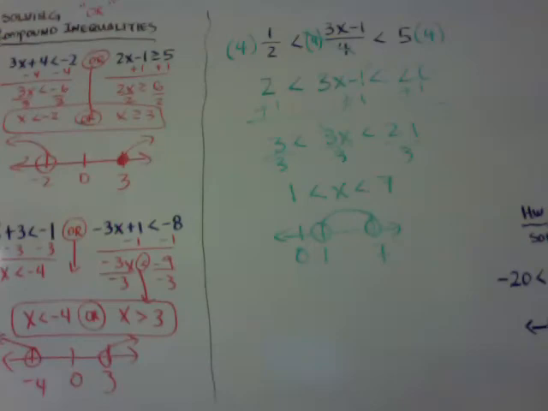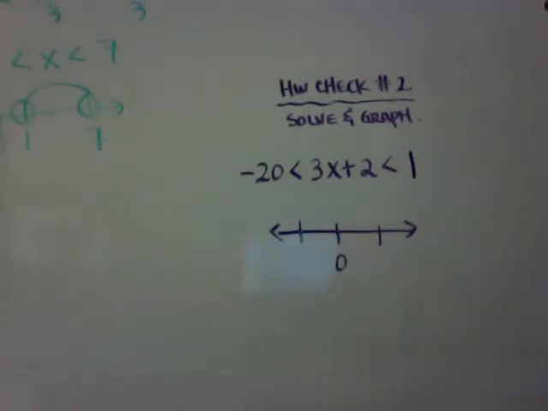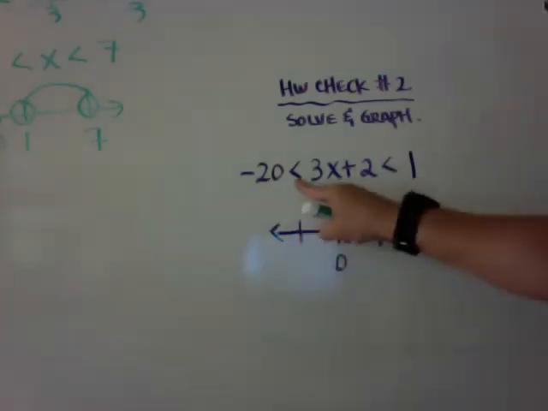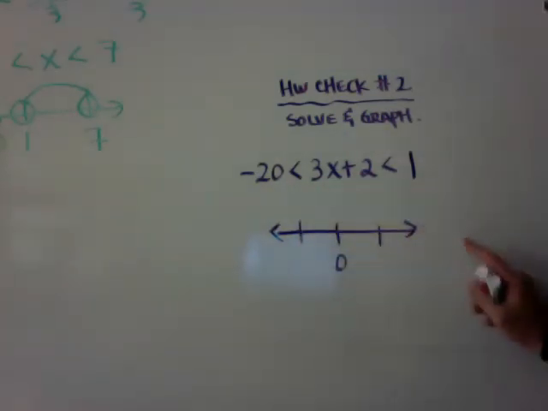I do have a homework check here. It's one that we've had already, or I just did. Okay, I want you to solve and graph. So solve this and then graph it. Okay, so solve it, graph it. Negative 20 less than 3x plus 2 less than 1. Please solve it, graph it.